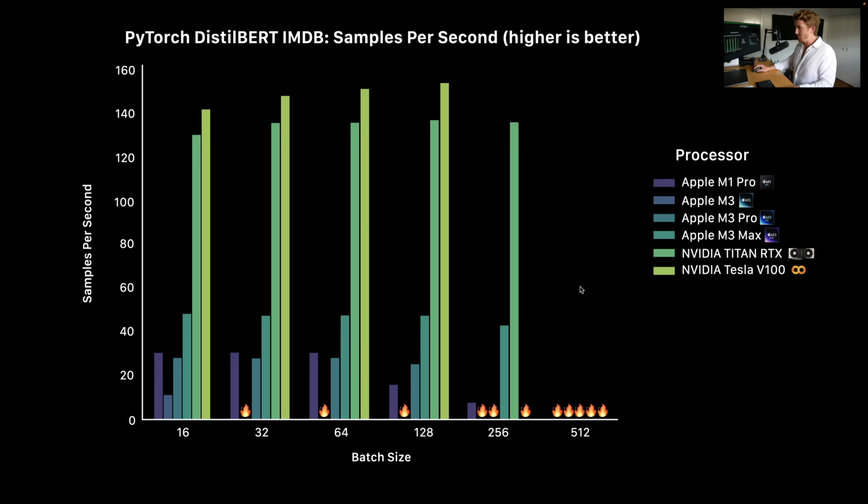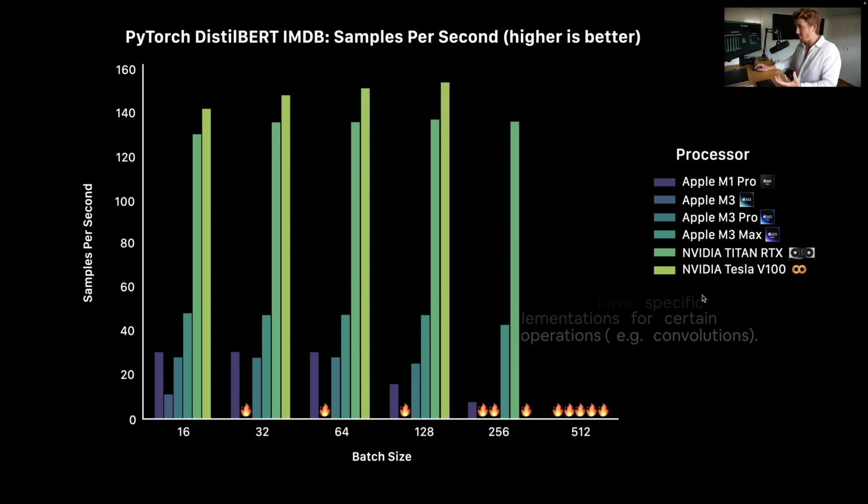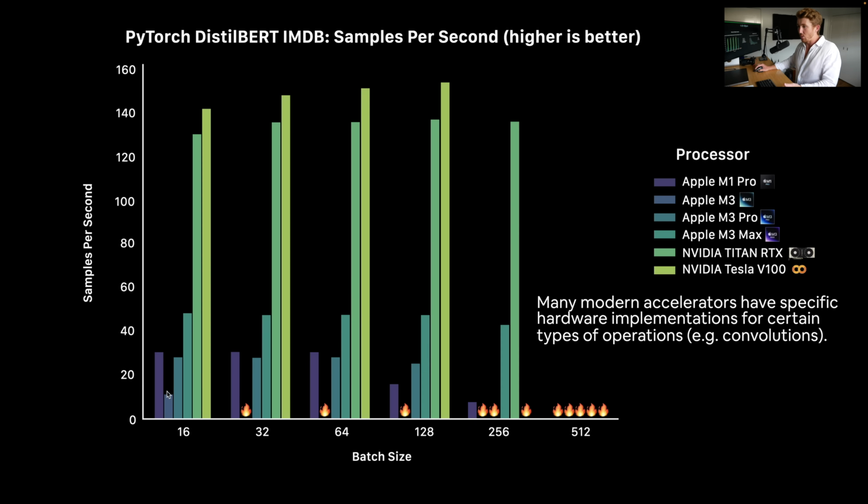We have the M3. So the M3, and by the way, this is a transformer-based model, whereas ResNet50 is a convolutional neural network-based model, so that may influence hardware implementations. So if we go to here, M1 Pro performs quite well.